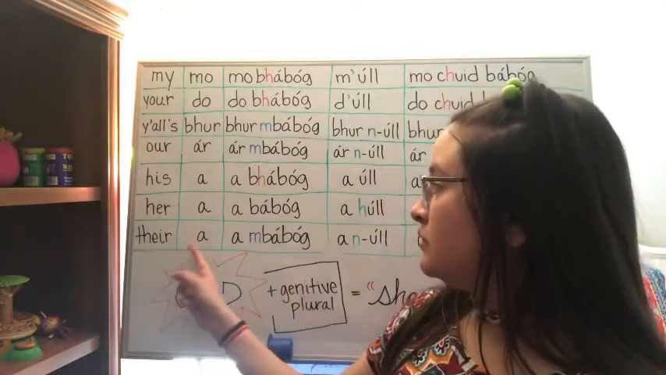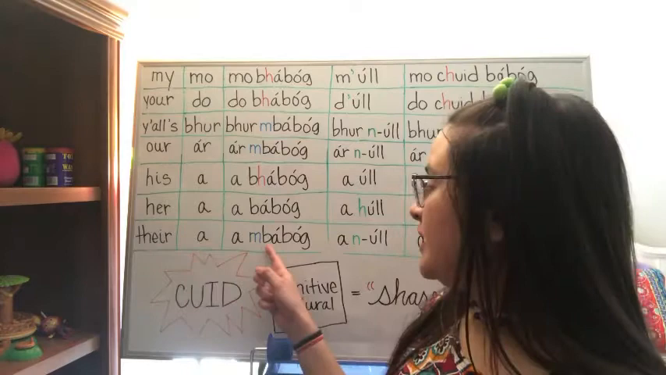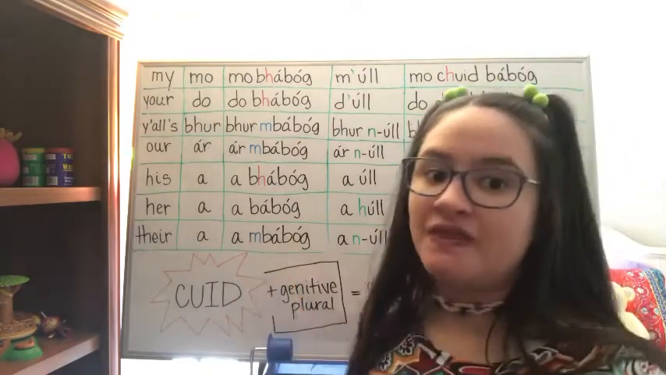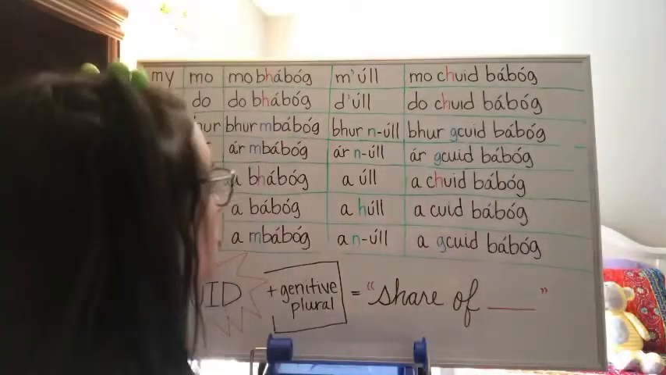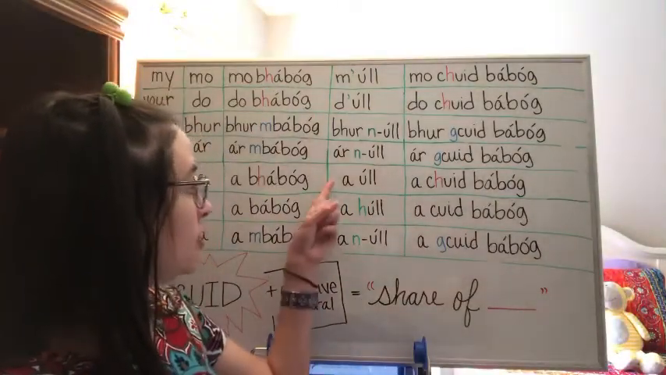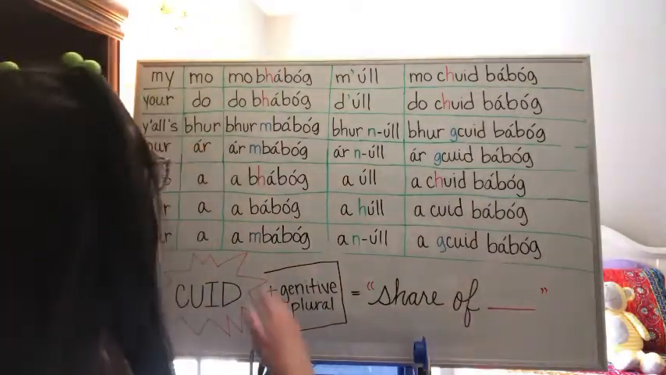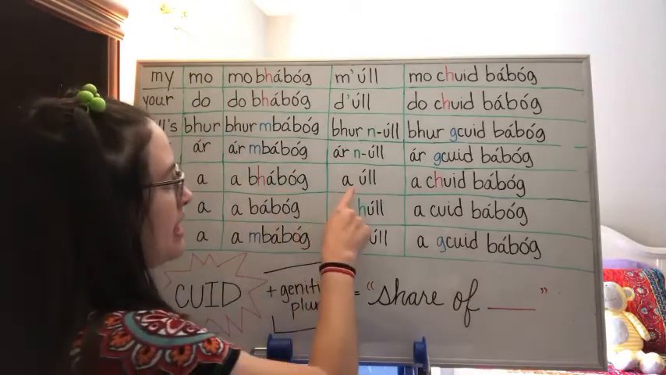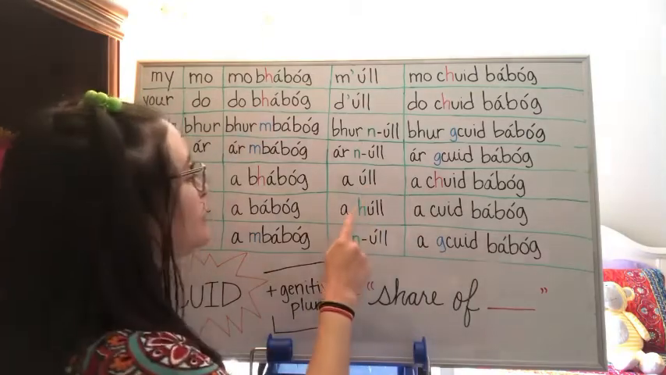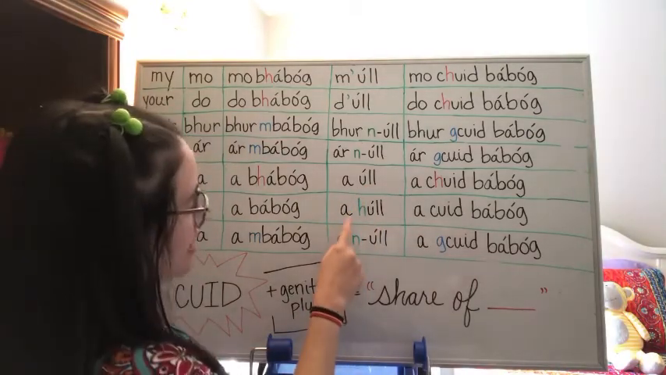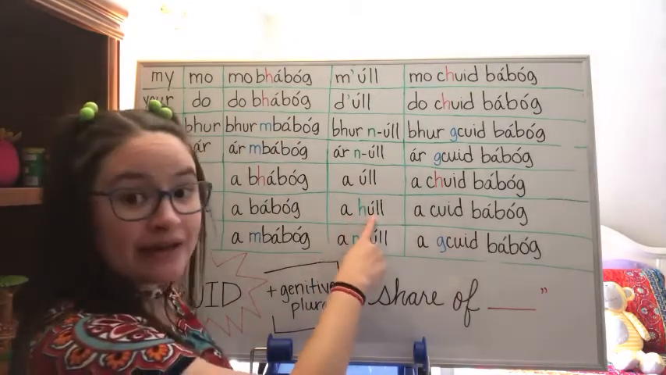With their, also the word it's a mbabóg. Their doll. This undergoes eclipsis. For words starting in a vowel, the masculine, his, it's a úll. You don't do anything to this word. For her apple, it's a húll. You add an H to the word.